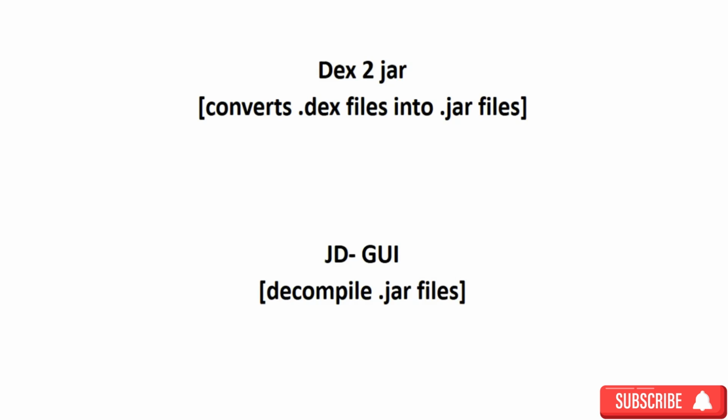Now let's talk about two other tools that are often used for reverse engineering. One is called Dex2jar and the other one is called JD-GUI, basically a graphical user interface. Dex2jar is a tool that converts dex files into jar files. JD-GUI is a Java decompiler that can convert jar files back to the original Java source. You do this for reverse engineering and decompiling applications.